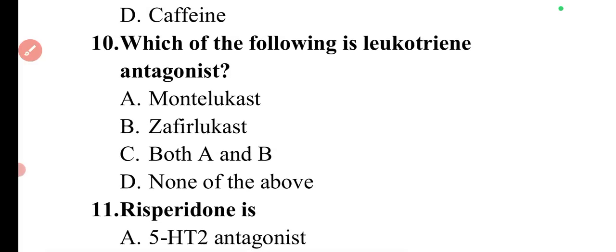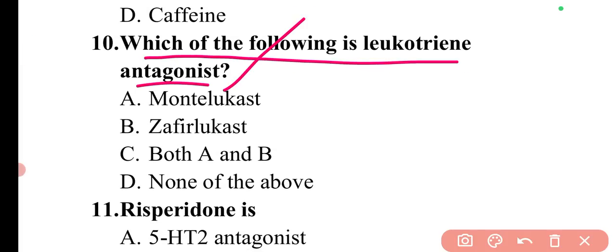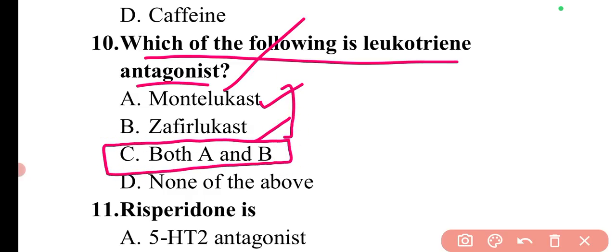Then the next question is, which of the following is a leukotriene antagonist? Among these drugs, montelukast and zafirlukast, these both are leukotriene antagonists. So here option C, both A and B, is correct.